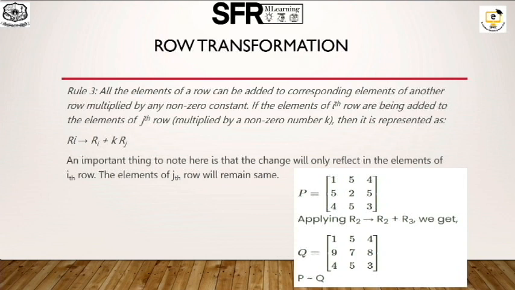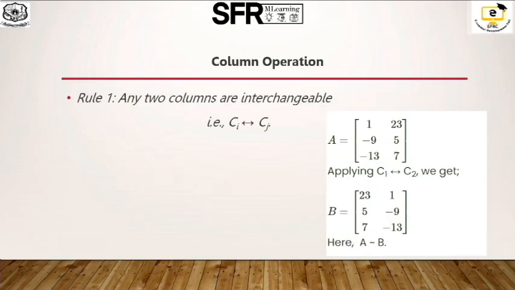any 2 columns, that is, all the elements of any column can be multiplied by any non-zero number. Then we can multiply the same non-zero number to any column. Then in the third rule also we can add 2 columns, that is C1 implies C1 plus 3 C3. These are all the column operations.